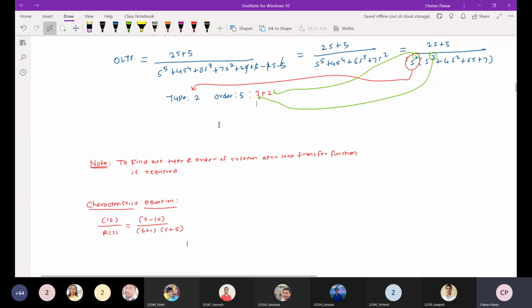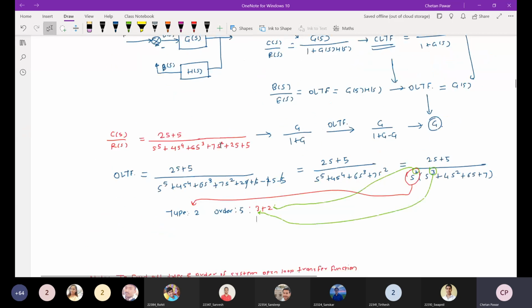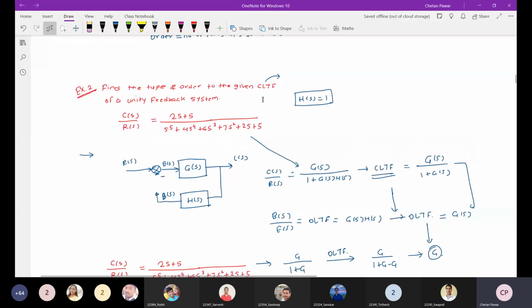Okay, generally in GATE exam, in any competitive exam, they directly give CLTF and ask you to find out type and order of the system. Here you can mistakenly find out that type is 0 and order is 5. Don't do like that. Okay. So first convert that into open loop transfer function.